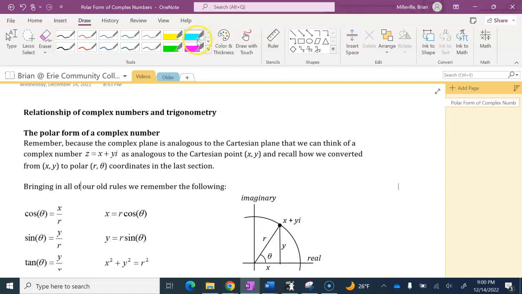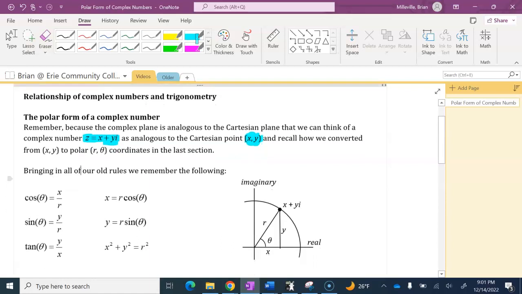Remember, we can always write a complex number in this format where z is equal to a plus bi, or in this case we're writing it as x plus yi. We treat that as one and the same as the ordered pair xy. So when we plot a complex number, it's associated to the ordered pair xy, the Cartesian coordinates, sometimes called rectangular coordinates. We're going to think about converting that over to polar coordinates as we've seen in other places.